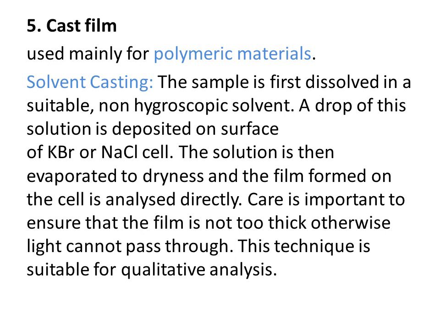The next technique is the cast film technique. Generally this is used for polymeric materials, and the first way of casting is solvent casting. You take the substance and dissolve it in a non-hygroscopic solvent. You take a drop of this and deposit it on a KBr or NaCl cell plate. As you have used a volatile solvent, it is going to evaporate and form a very thin film on the cell that can be directly analyzed.